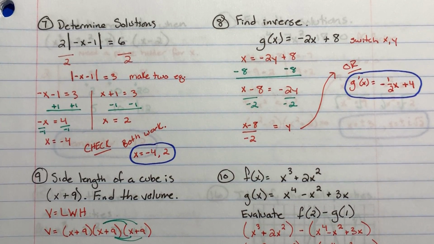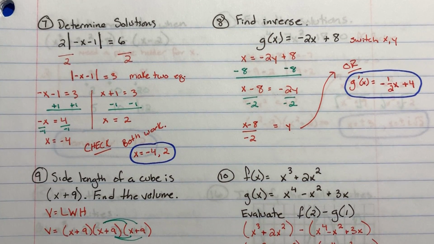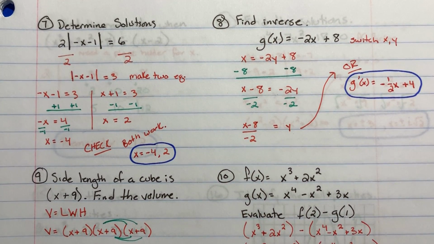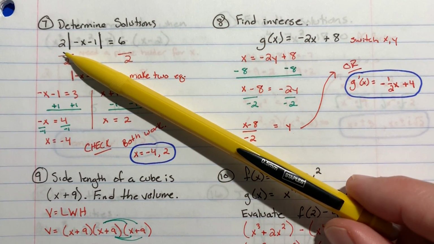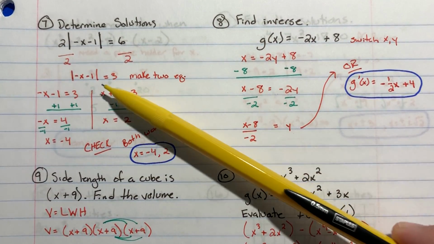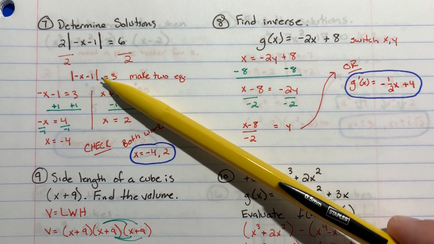All right, cumulative review 3, number 7, determining the solutions. So this was just like problem 6, only you're not trying to find the extraneous, you're trying to find the actual solutions. So we got to isolate the absolute value, divide by 2 on both sides. We get this, and now we can make our 2 equations.